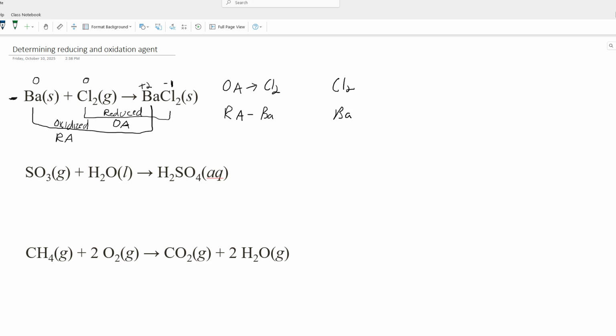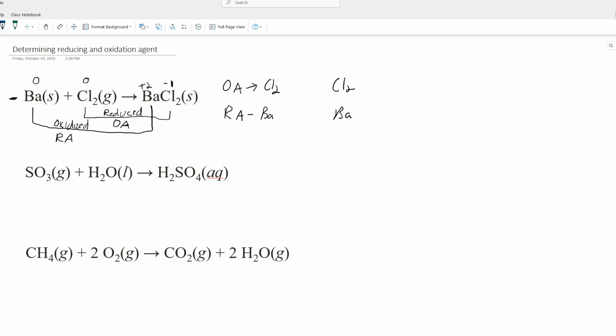I don't think it's that confusing. If something is reduced, that means it's the oxidizing agent. If something is oxidized, we call that the reducing agent because it's working in conjunction with the chlorine being reduced. Okay, let's go to this next problem.